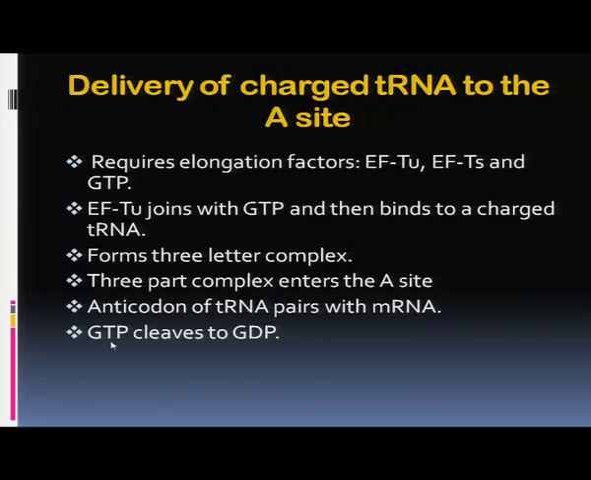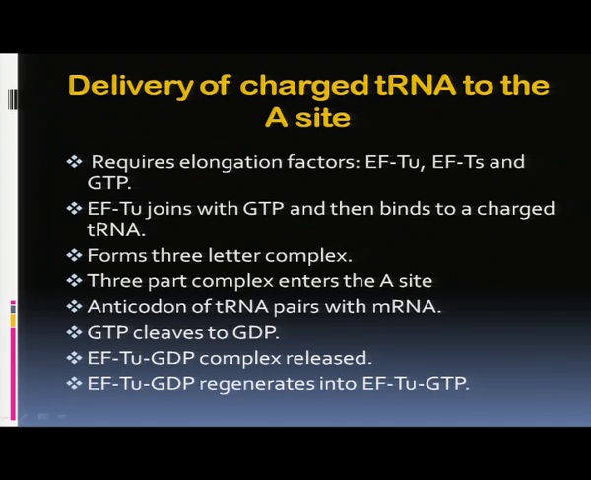During this process, GTP is cleaved to GDP to release the energy for this process. The elongation factor Tu-GDP complex is released after the combination of charged transfer RNA with the messenger RNA, and then again this elongation factor Tu-GDP regenerates into elongation factor Tu-GTP, so that the process can be cycled. So, this we can understand with the help of this diagram.